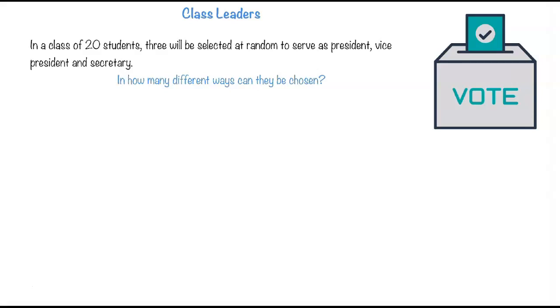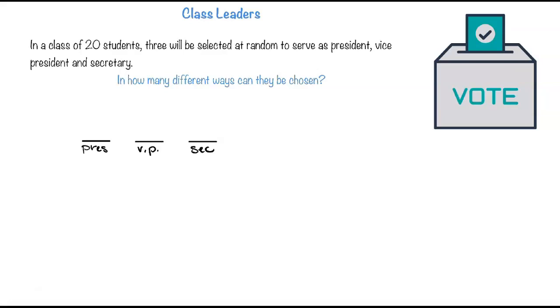Suppose we have a class of 20 students, and 3 will be selected at random to serve as president, vice president, and secretary. In how many different ways can this be done? We're choosing 3 students for 3 different roles: president, vice president, and secretary. Since these students are being chosen at random, you can picture the teacher pulling names out of a hat.